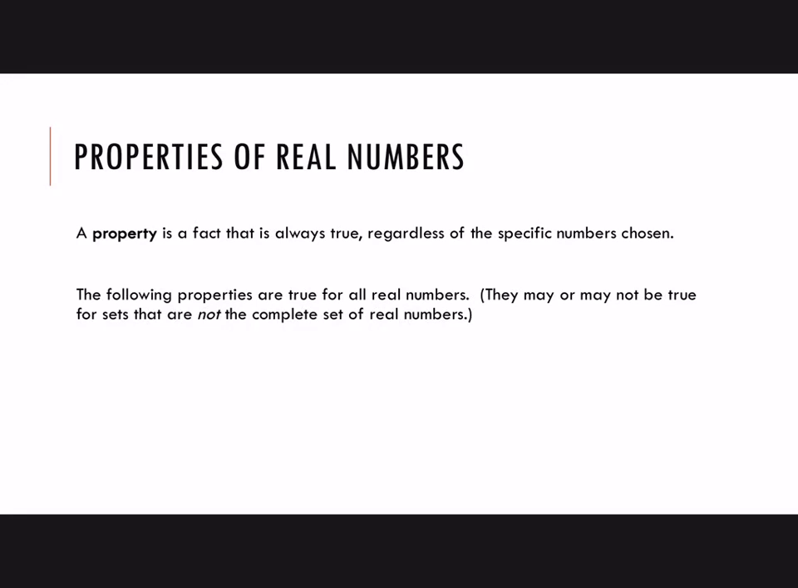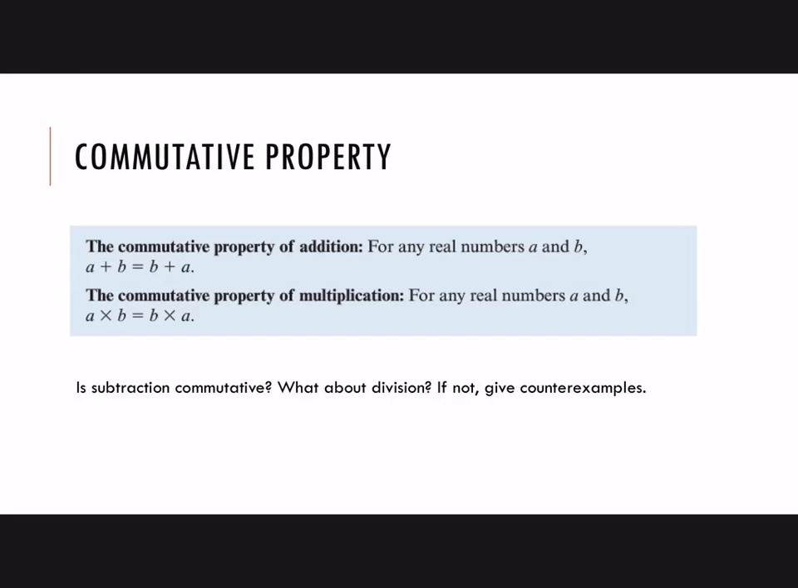So these properties are true for all real numbers, but when we're talking about sets of numbers that are not the real numbers, these properties may or may not apply. Now these next three do apply to any subset of the real numbers. So the first is the commutative property. And you have probably seen this one before.